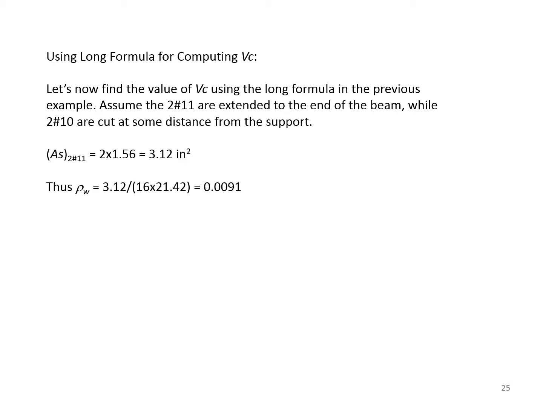Therefore, the total area of steel close to the support is 2 times 1.56. Each number 11 has 1.56 square inches of area. So we have a total steel area of 3.12 square inches. Therefore, rho W in that region is 3.12 divided by 16 by 21.42, which is 0.0091.